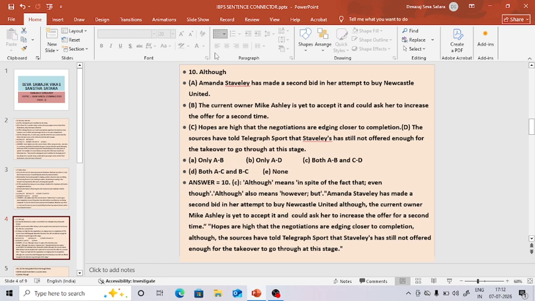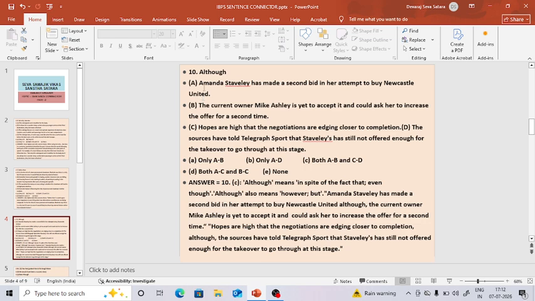What do you mean by although? Although means in spite of the fact. So if you see, both these sentences, A and B, can join with although, and C and D, these two sentences also we can join with although. So how can the sentences be? See here the first one.